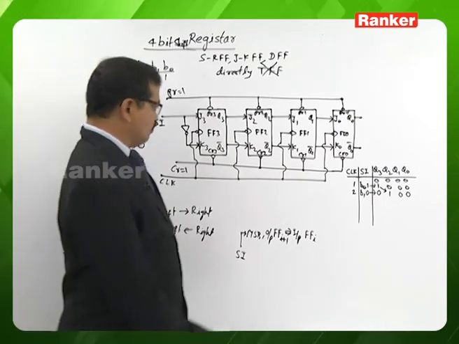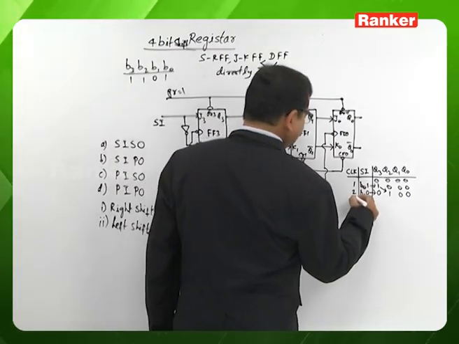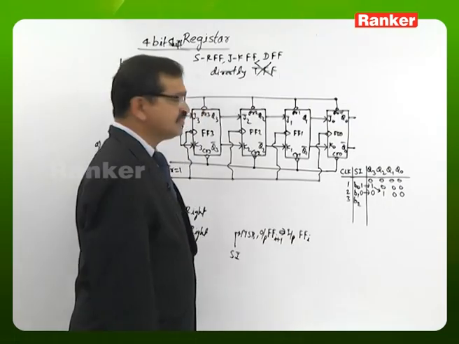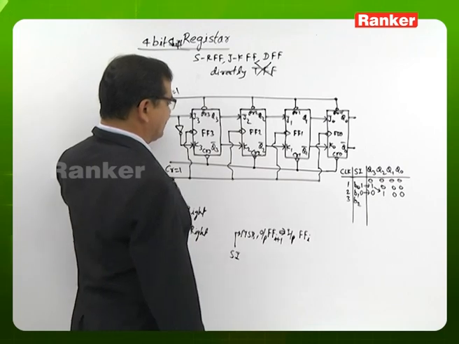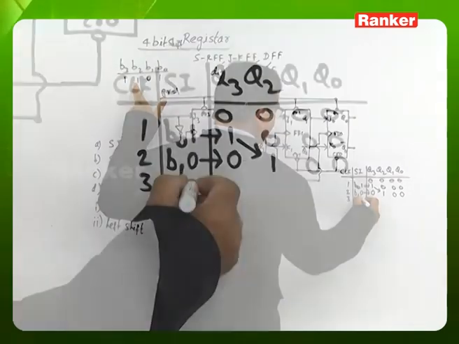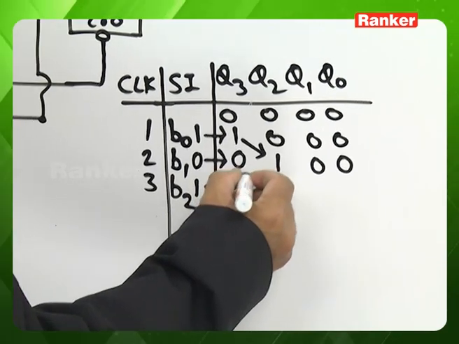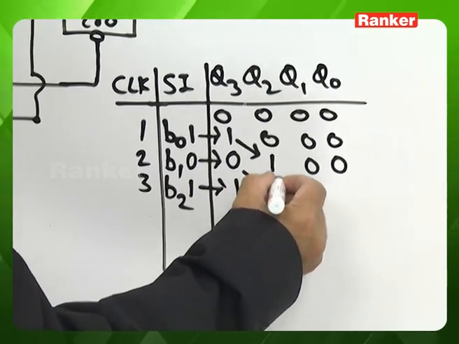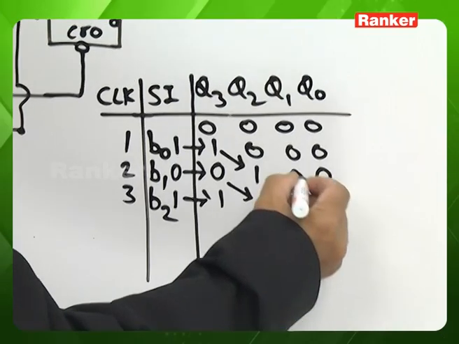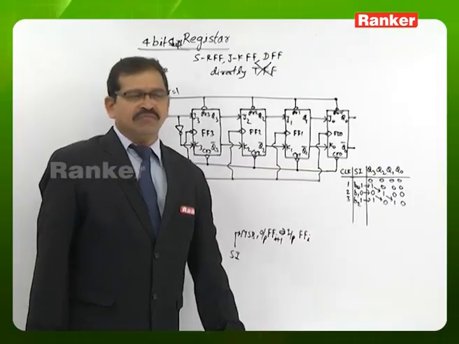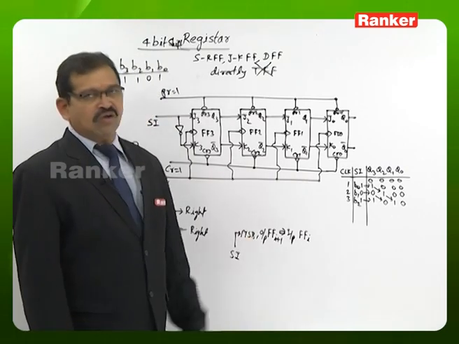Now before the third clock pulse, we want to keep the bit B2 at the serial input. The bit B2, as per our sample number, is 1. While applying the clock signal, bit B2 comes to Q3, the Q3 bit is transferred to Q2, the Q2 bit to Q1, and the Q1 bit to Q0. So it is the content of the register after the third clock pulse.